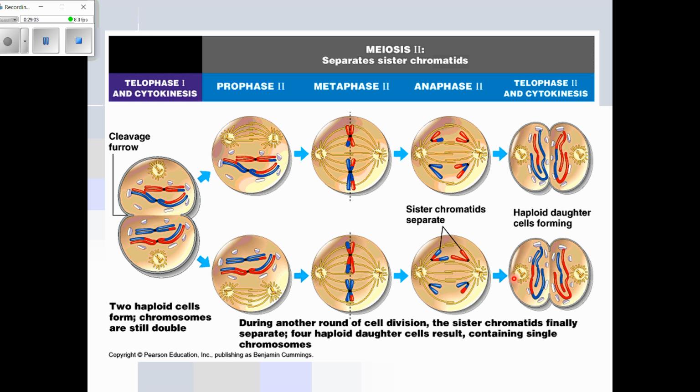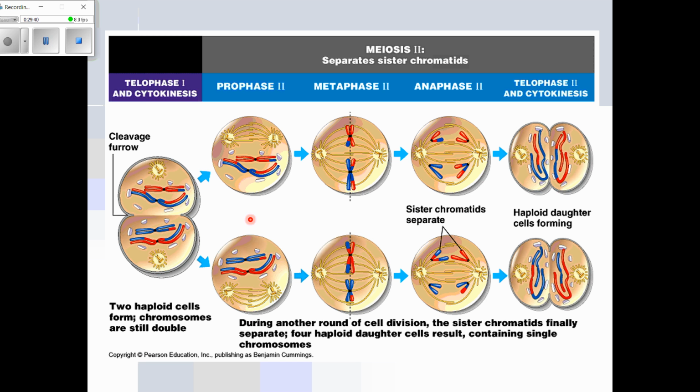So after telophase 1 and after cytokinesis is complete, we have two cells. These would be, in animals, either secondary spermatocytes or secondary oocytes, right? And so there's two cells. And so everything that happens in prophase 2, metaphase 2, anaphase 2, it happens twice. It's happening simultaneously in this cell and this cell at the same time. So both of these cells now are in prophase 2.